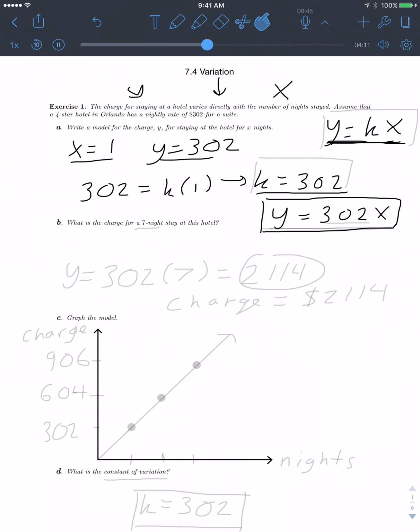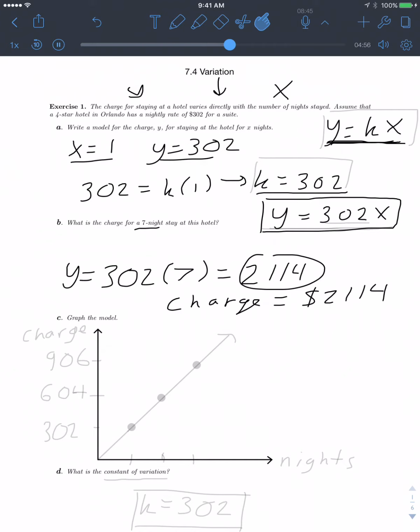Alright, now part B asks us, what is the charge for a 7-night stay? Well, that means that we're letting x be 7. So if we let x be 7, what happens with y, the charge? So using our model, 302 times 7, the number of nights that we're staying there, if we crunch those numbers, we get 2114. In other words, the charge is $2,114.